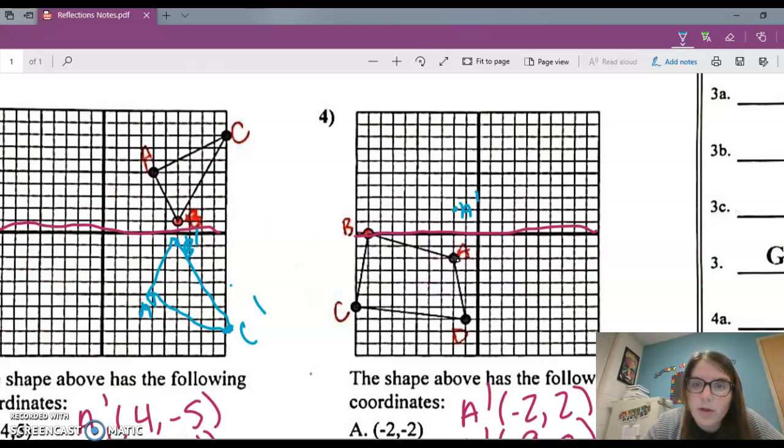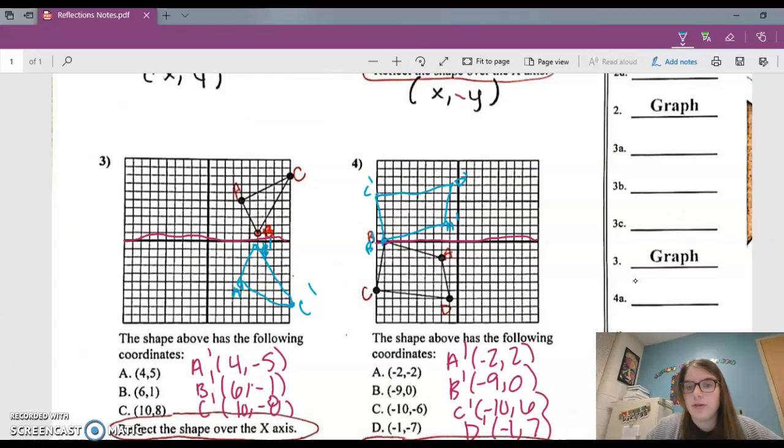For D, I'm 1, 2, 3, 4, 5, 6, 7. So I'm going to go 1, 2, 3, 4, 5, 6, 7. Here's my new D prime. For C, I'm 1, 2, 3, 4, 5, 6. So I'm going to go 1, 2, 3, 4, 5, 6. So there's my new C prime. B, I'm right on the line, so then I'm not going to go anywhere. So that's also my B prime. Okay, so then, if you look, those are the exact same points that we just came up with.